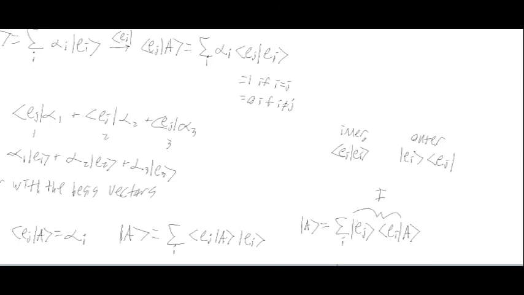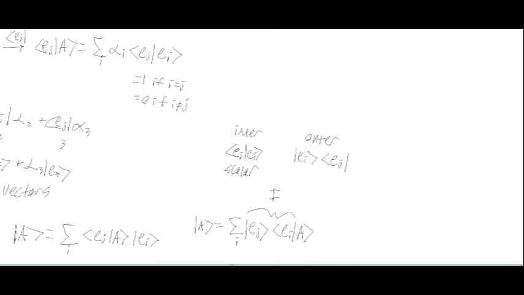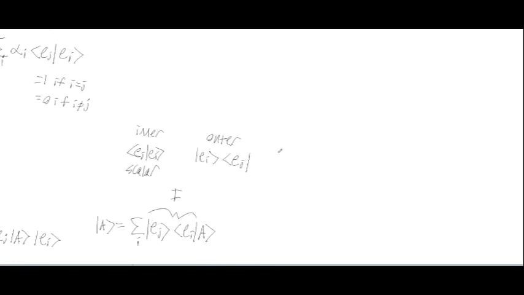And so the inner product gave us a scalar. So this gave us a scalar when we took the inner product, which, as I said, when we're taking the inner product of our basis vectors, if i equals j, then the scalar that we get is 1. If i does not equal j, then the scalar that we get is 0. But if we take the outer product, then what we actually get is a matrix.